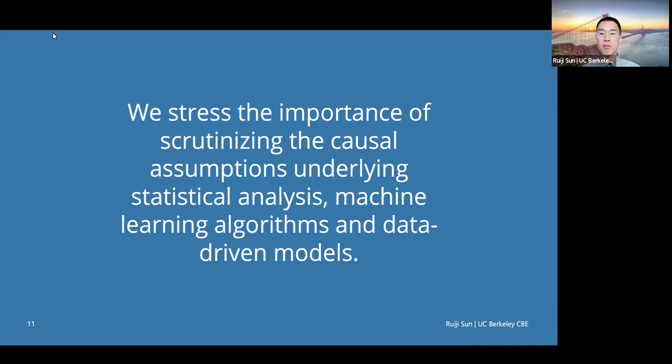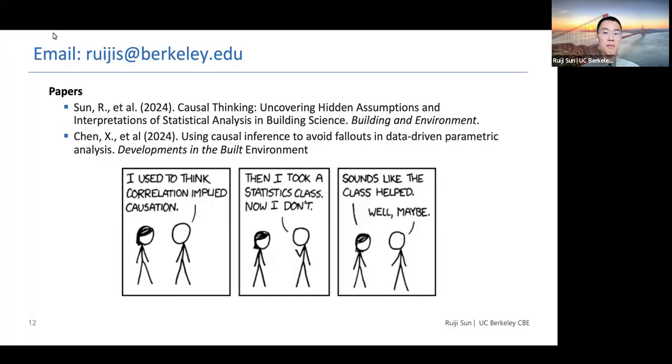The main takeaway of this presentation is that we want to stress the importance of causal thinking, which specifically means scrutinizing the causal assumptions underlying statistical analysis, including machine learning algorithms or other data-driven models. Neglecting to do so will lead to correlation-based decision-making, and consequently, the results will compromise occupant comfort, building energy consumption, and also the sustainability of the built environment.